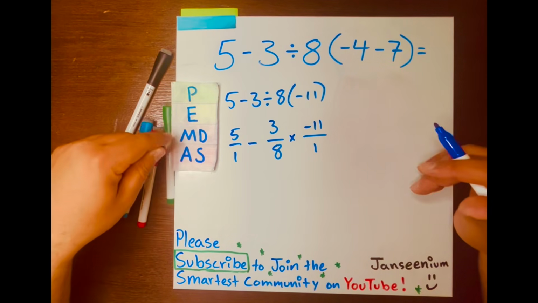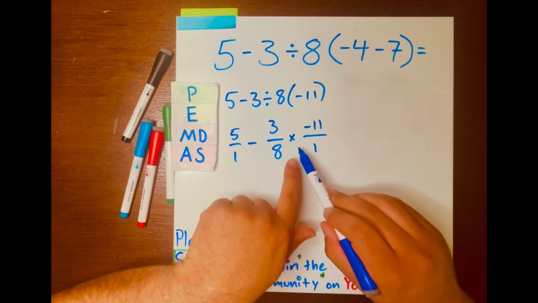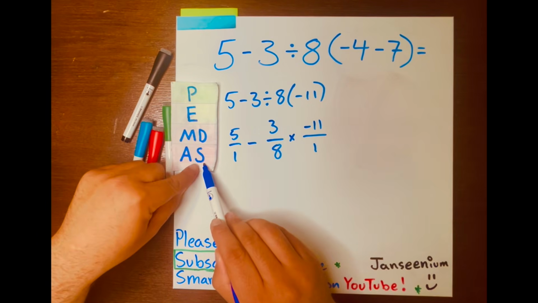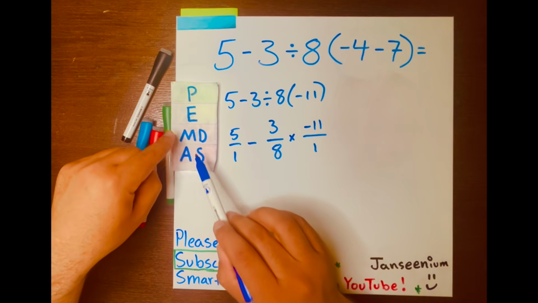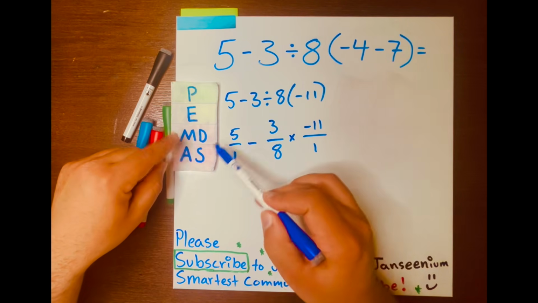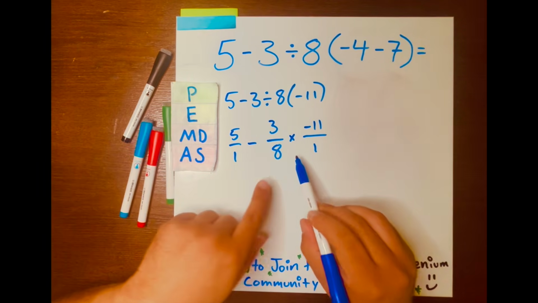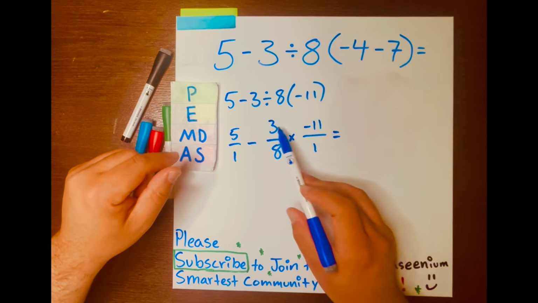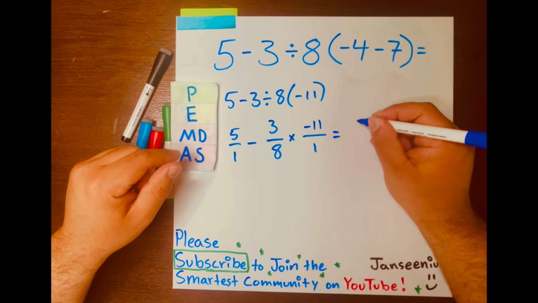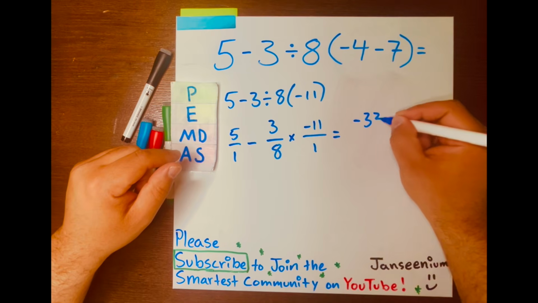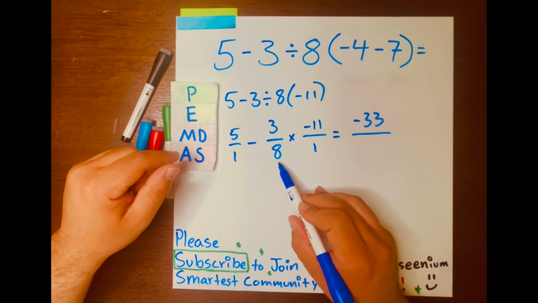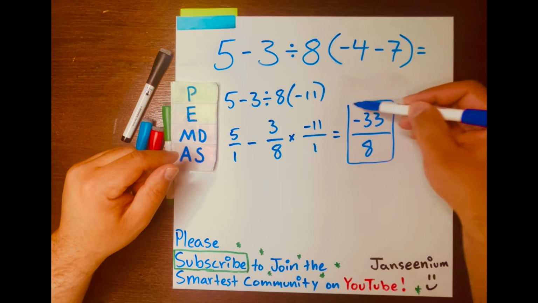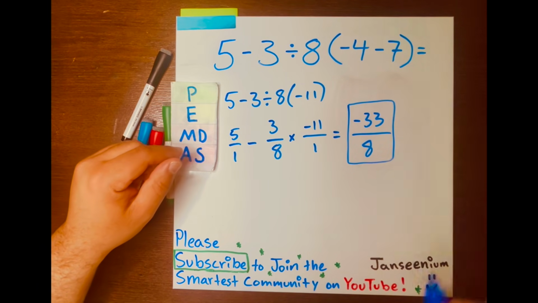Now looking back at PEMDAS, it's saying that multiplication goes first. Notice M is above S. So AS is the lowest level and MD is above that. So we start with multiplication. So we multiply across. 3 times negative 11 is negative 33 over 8 times 1 is 8. And this cannot be broken down further. So negative 33 over 8 it is.